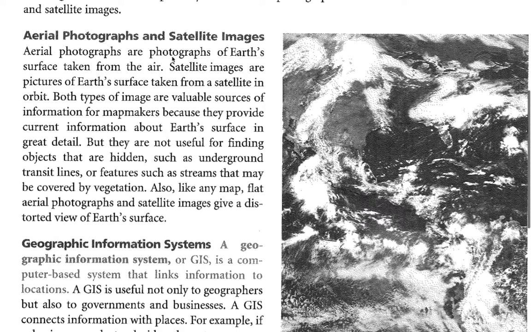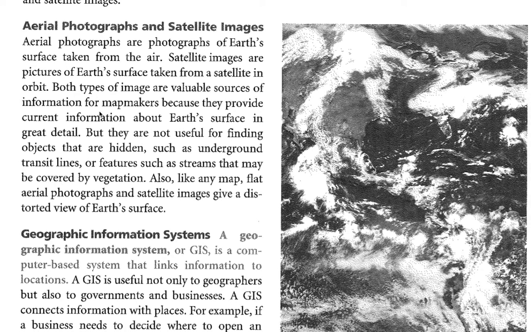Aerial photographs and satellite images. Aerial photographs are photographs of Earth's surface taken from the air. Satellite images are pictures of Earth's surface taken from a satellite in orbit. Both types of image are valuable sources of information for map makers because they provide current information about Earth's surface in great detail. But they are not useful for finding objects that are hidden, such as underground transit lines, or features such as streams that may be covered by vegetation. Also, like any map, flat aerial photographs and satellite images give a distorted view of Earth's surface.